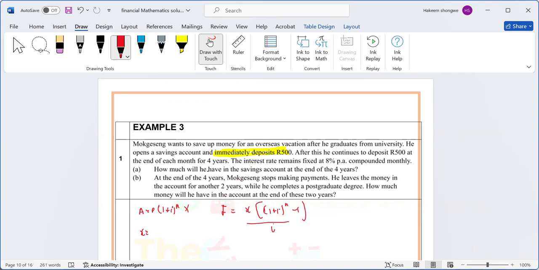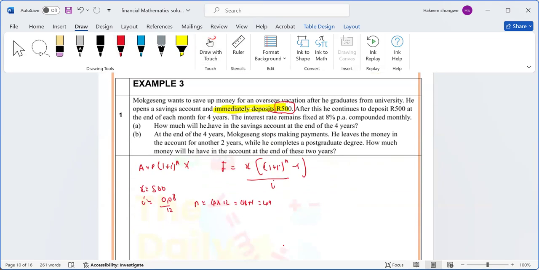What are the equal payments that we are making here? We're making equal payments of 500. So we put it there. Next, we want to talk about i, which is our interest rate. It's 8% per annum compounded monthly, so it's 0.08 divided by 12. Then we have n. What is our n? Our n is 4 multiplied by 12, which is 48. Plus 1 because he immediately makes a payment, which is 49.